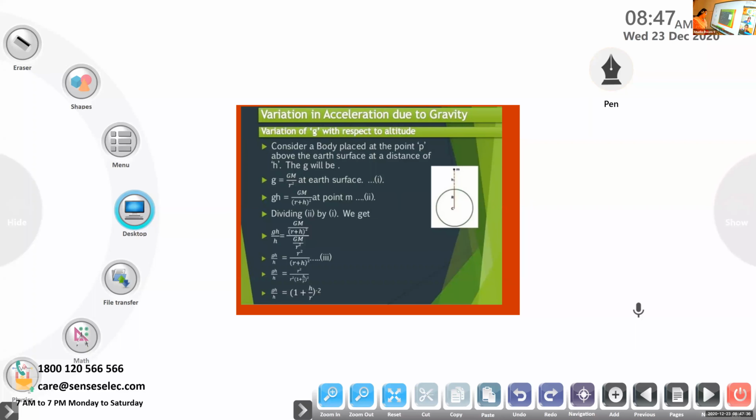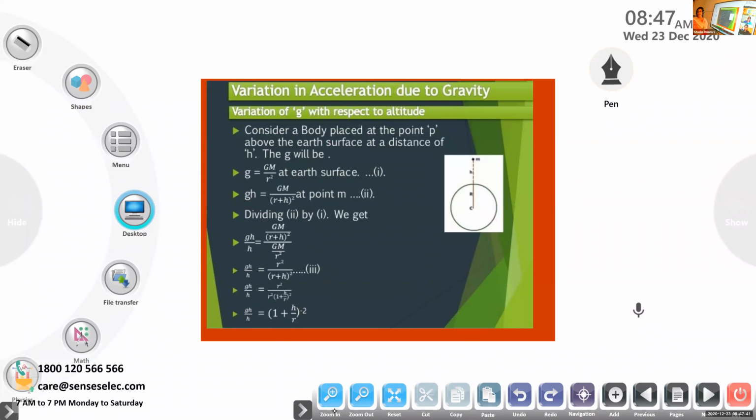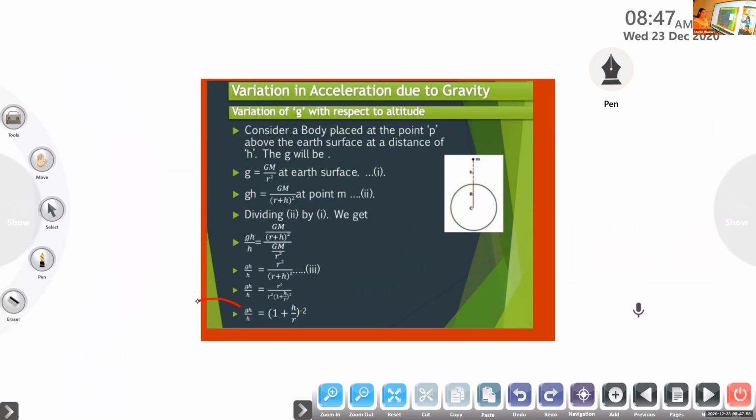Variation in acceleration due to gravity, that's a major topic. The first one we are going to discuss is variation of g with respect to altitude. First you give a common heading, and in that, the first case: variation of g with respect to altitude.